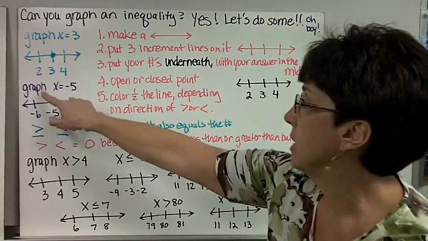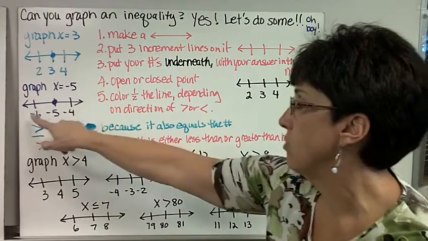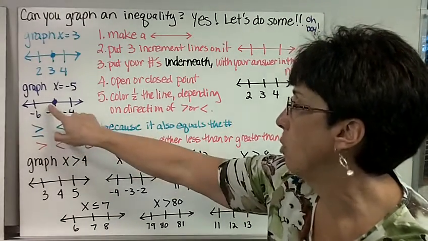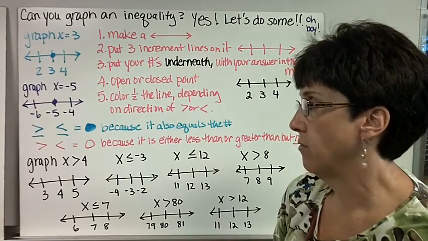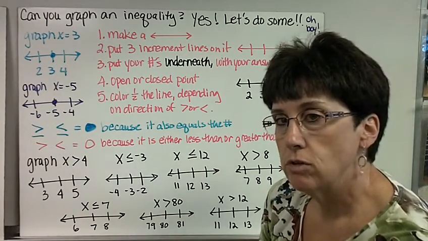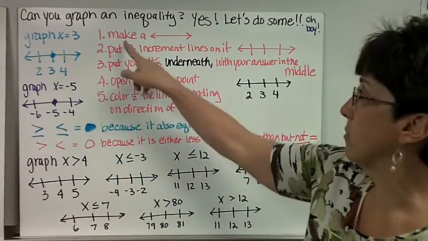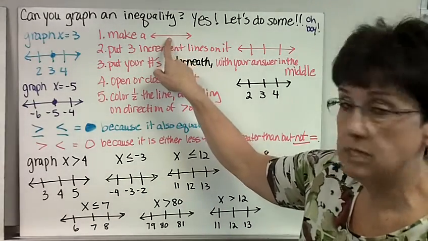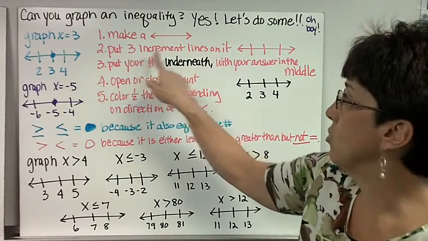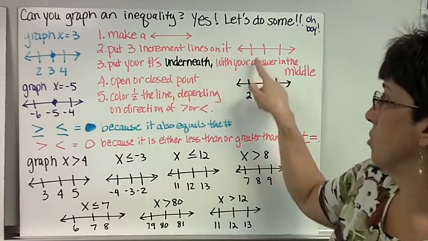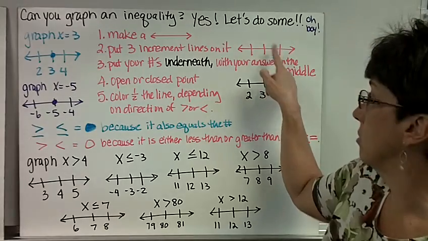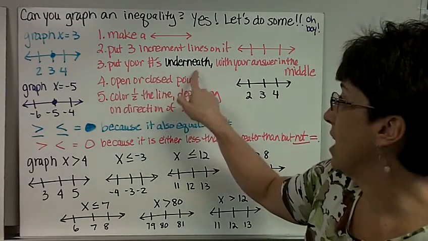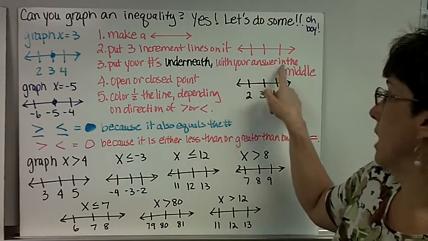Okay? If I said graph x equals -5, you make a number line, and I should say put a point, not a dot. Put a point at -5. But let me go over so you understand exactly how I want you to do the lines. First, you're going to make a number line not too long, like this. Okay, so it's about the size of your problem. Then you're going to put 3 increment lines on it. Those are where your numbers go. Those are separating it out for your numbers. Then you're going to write your numbers underneath with your answer in the middle.